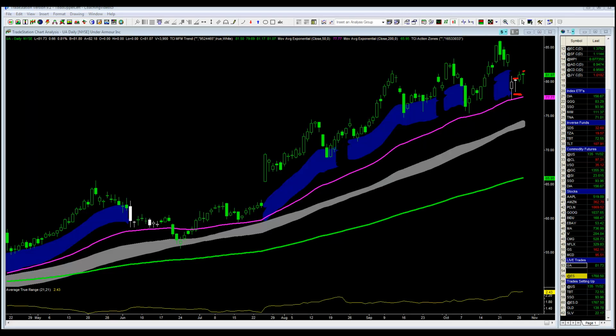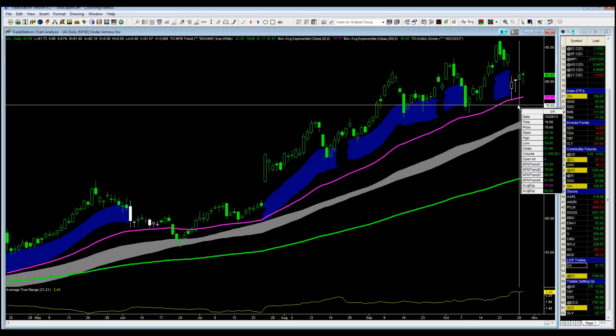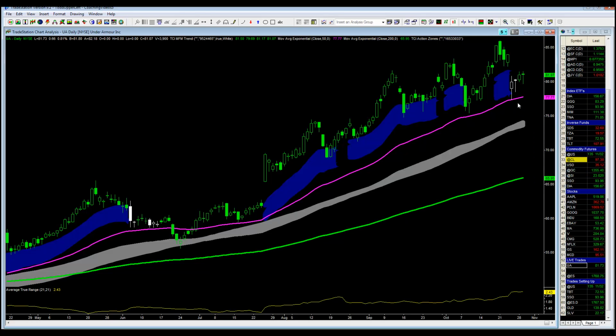So I got stopped out, but let me tell you exactly what I did. I got stopped out at 10 cents below Tuesday's low. Tuesday's low was 79.95, so 79.85. Went long at 80.48, so that amounts to a 63-cent loss.